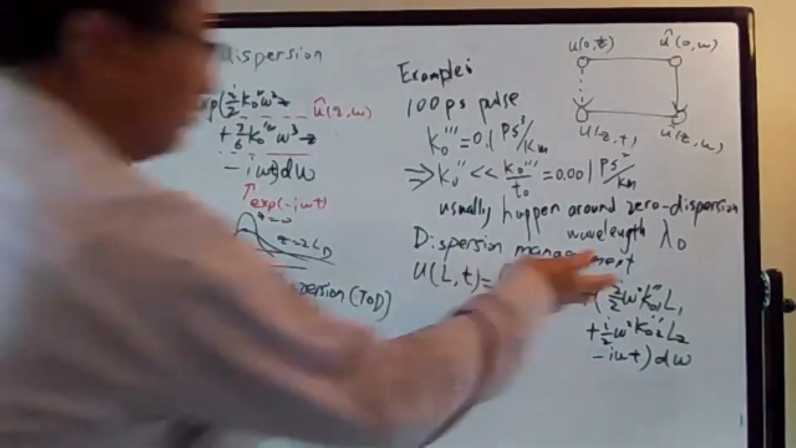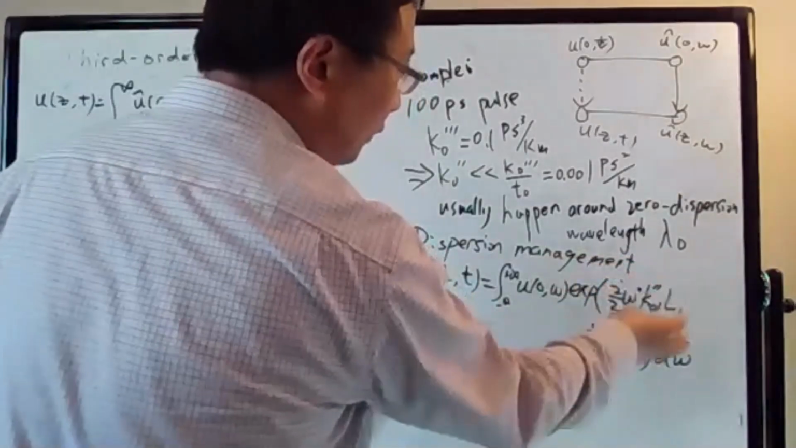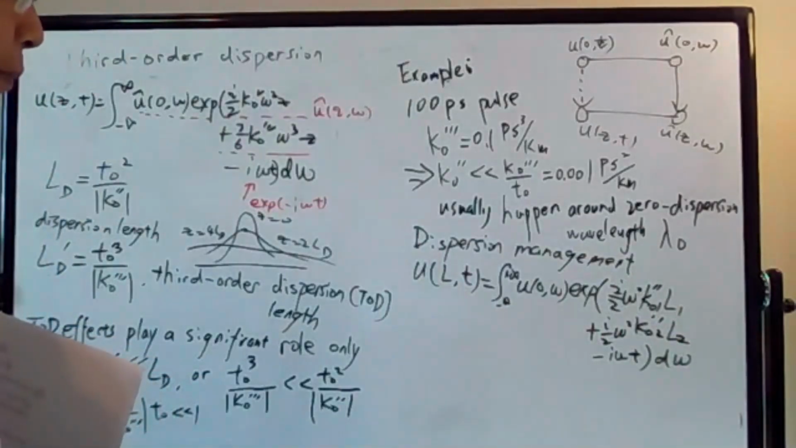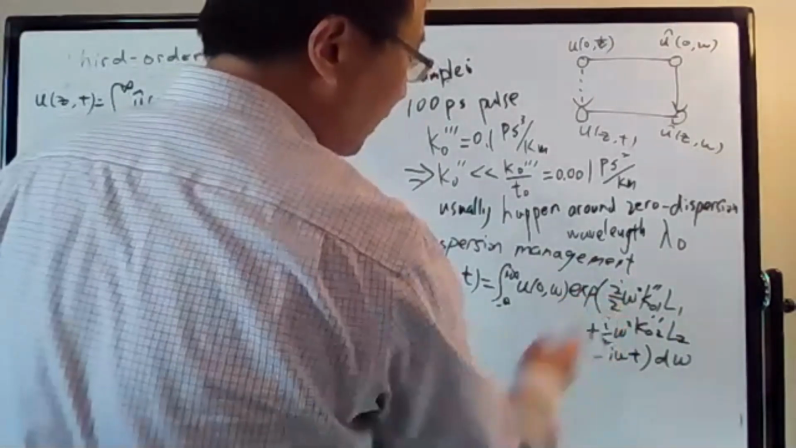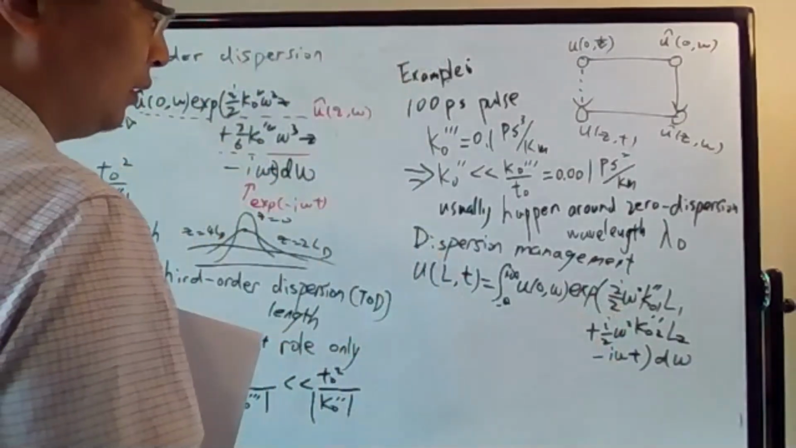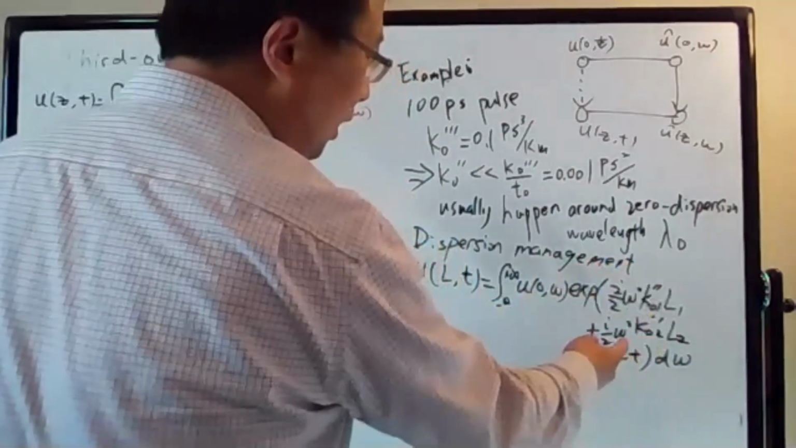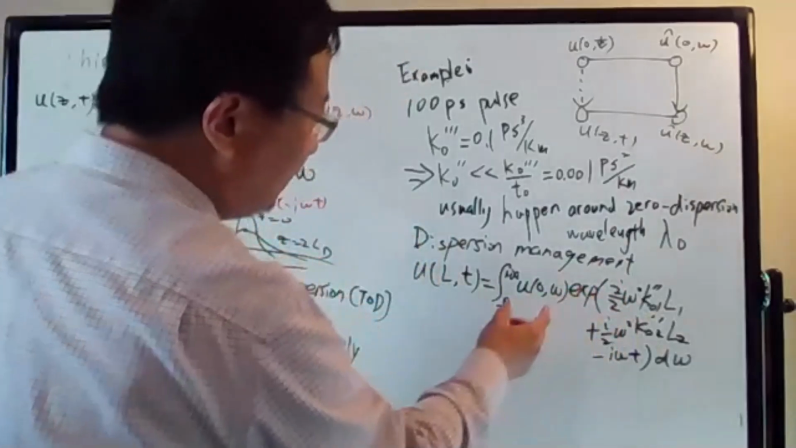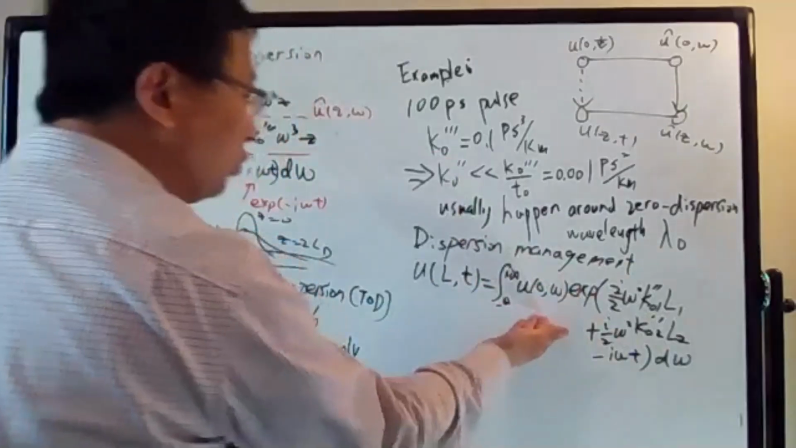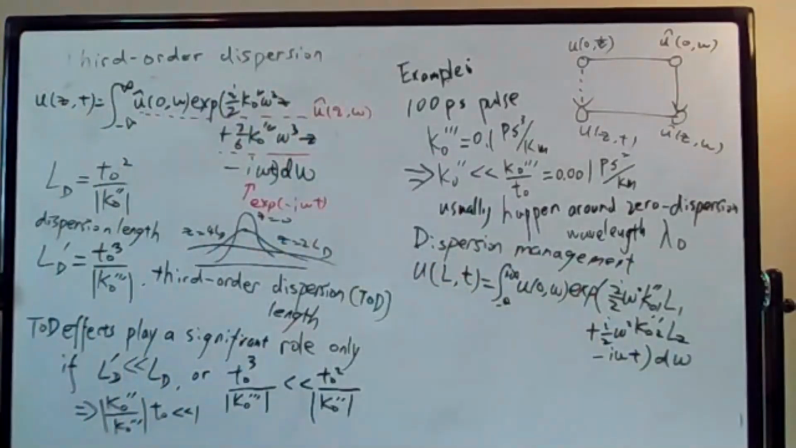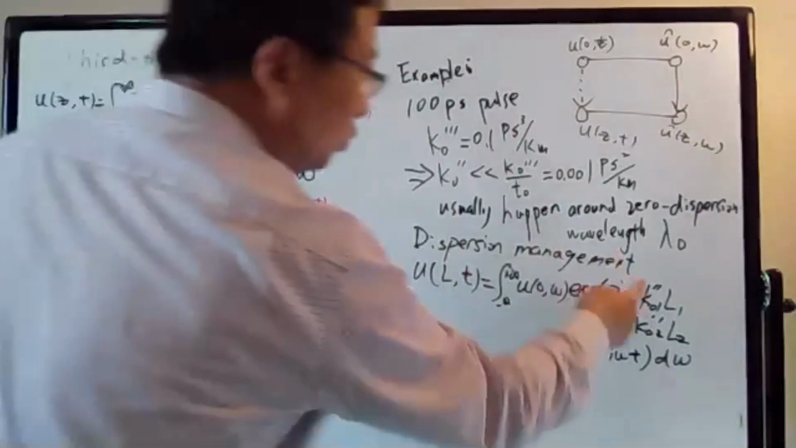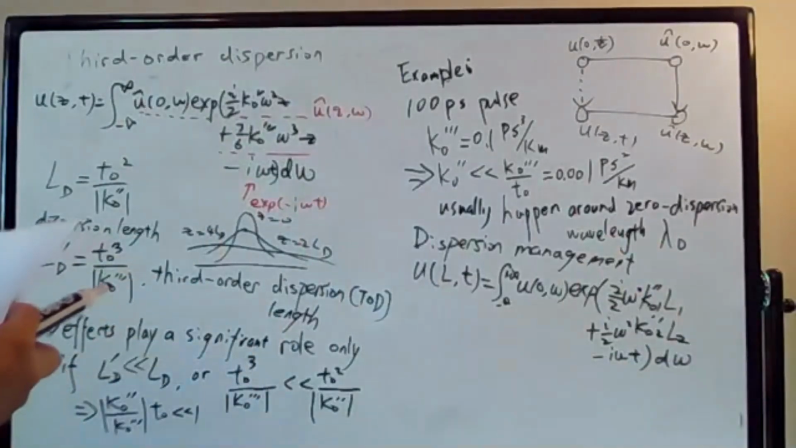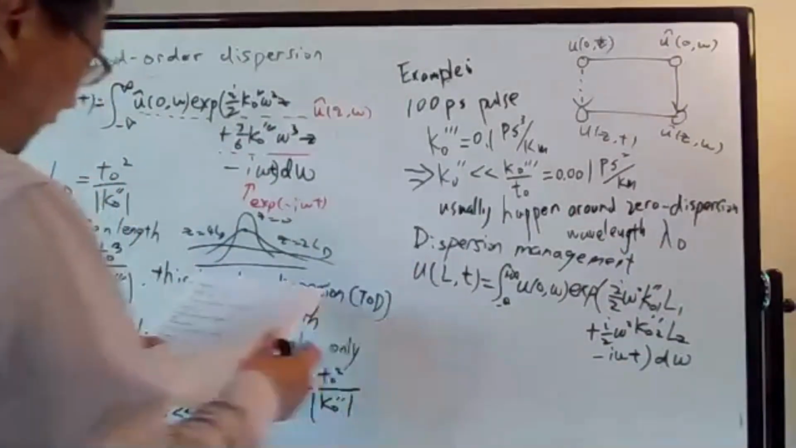So we have two components, and you will compensate dispersion. Hopefully this combination will be 0. If this combination is 0, then I recover the original pulse in the time domain. So this is called dispersion compensation.